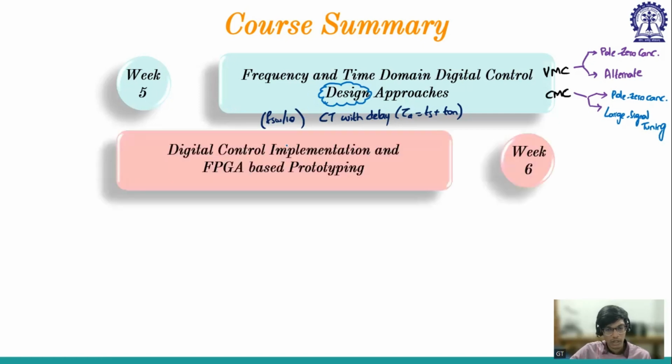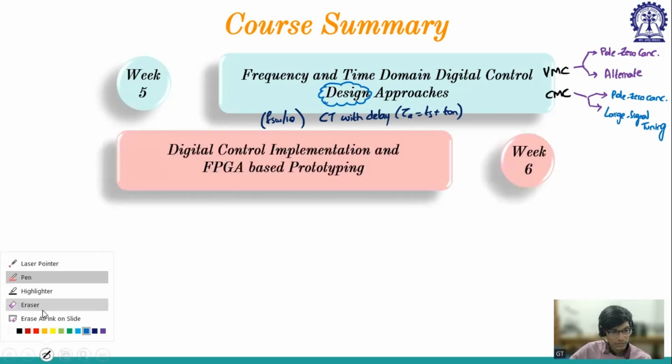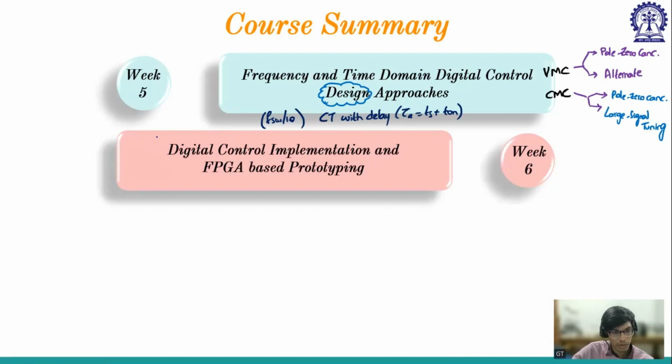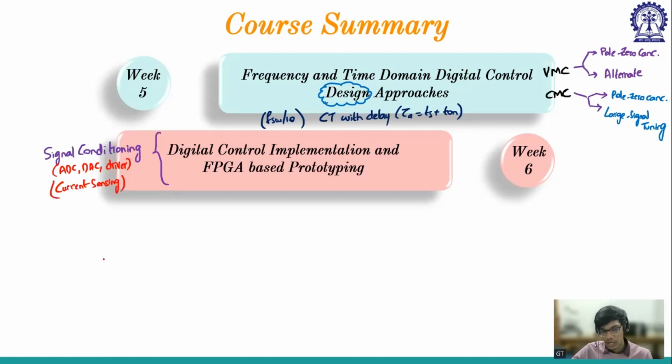Sure, sir. And in week 6, we went to the digital control implementation and FPGA-based prototyping. So we started with the signal conditioning. What type of signal conditioning circuit we have used? What are the ADCs and DACs that we have used? And their corresponding drivers, comparators, and the schematic of the power stage. How do we do current sensing? We had discussed multiple methods of current sensing. One is the non-isolated one, and the other one is the isolated one.